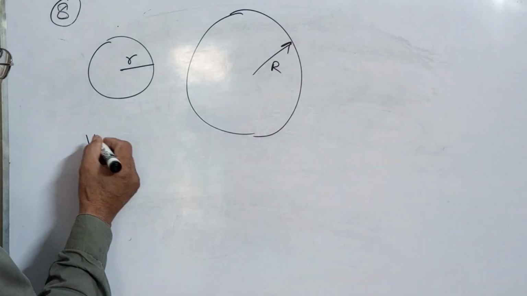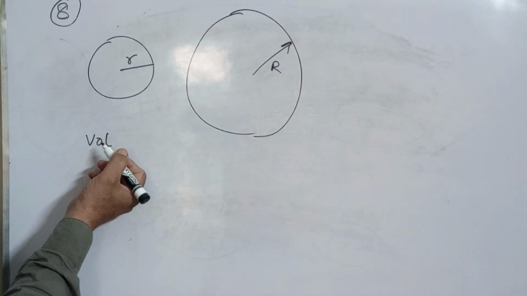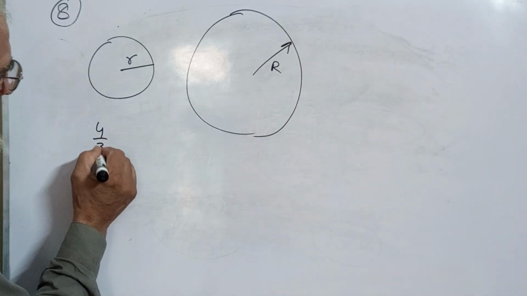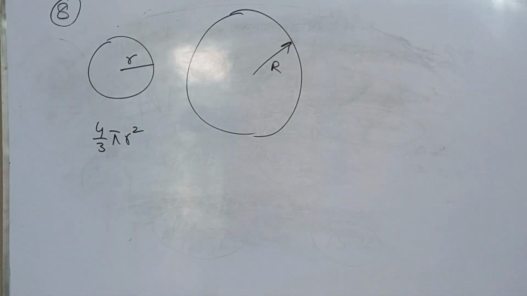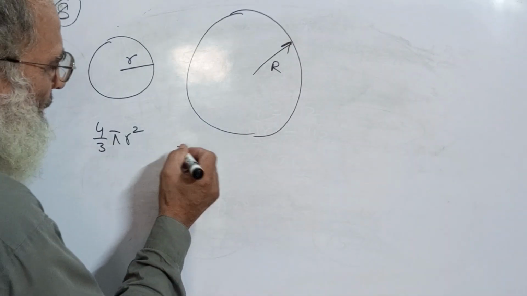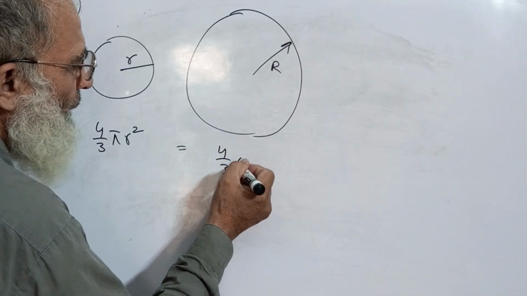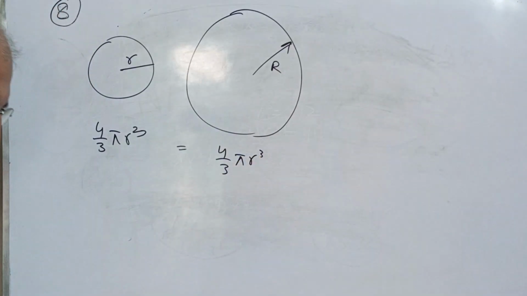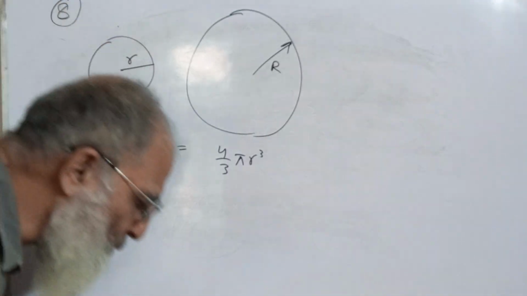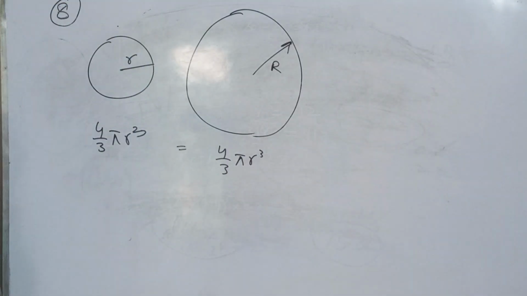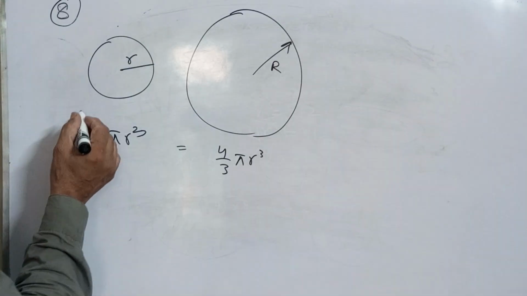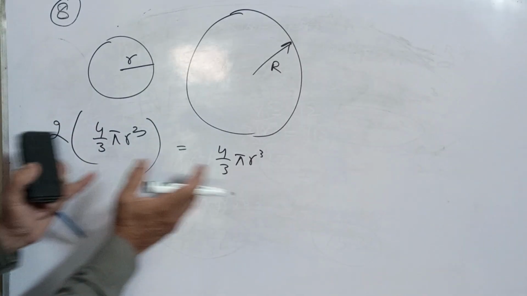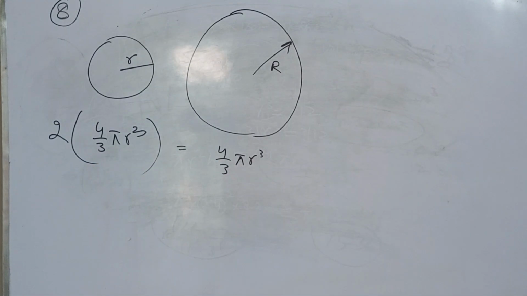Now this is the volume. This is the volume of a sphere, which is okay. Now this volume is equal to this volume, 4 by 3 pi r cube, and this one is 4 by 3 pi R cube, not square, cube. So these both are equal if I make it double. Now this is the smaller sphere, this is the larger sphere. So just equalize them and you will get the answer.